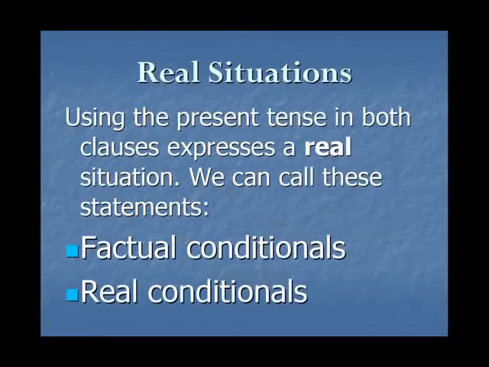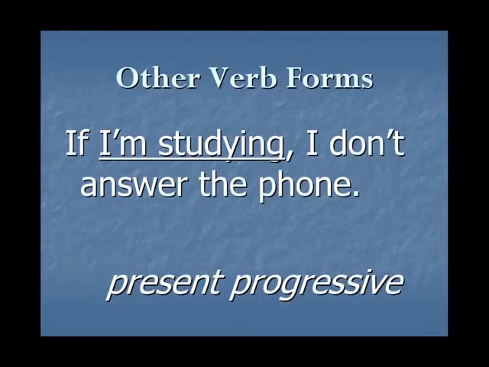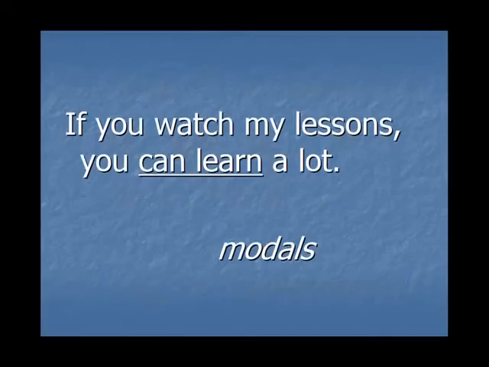It's important to note that all of these examples have been real situations. So using the present tense in both clauses expresses a real situation. We can call these statements factual conditionals or real conditionals. Other verb forms. Note that when I say present tense, it doesn't just mean simple present. You can use other verb forms. For example, if I'm studying, I don't answer the phone. This is the present progressive showing a habit. If you watch my lessons, you can learn a lot. Can is a modal, so we can also use modals in these statements to show real situations. Here, can is expressing a possibility.